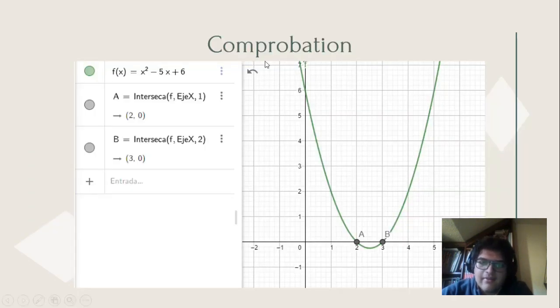In this graph we can notice that effectively our answers were right. The roots are at 2 and 3, and that's the bisection method.